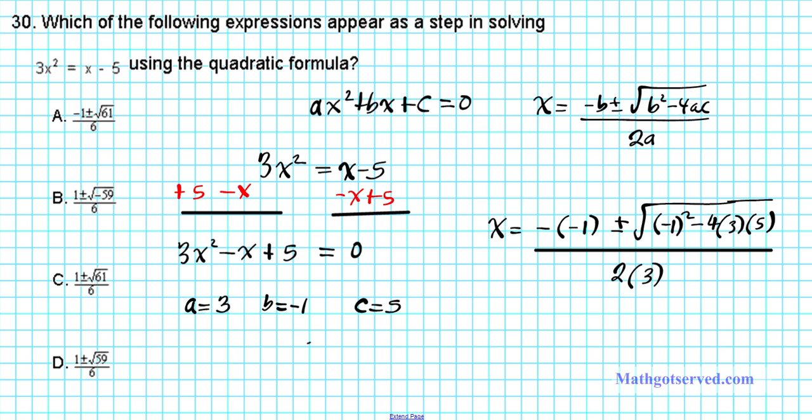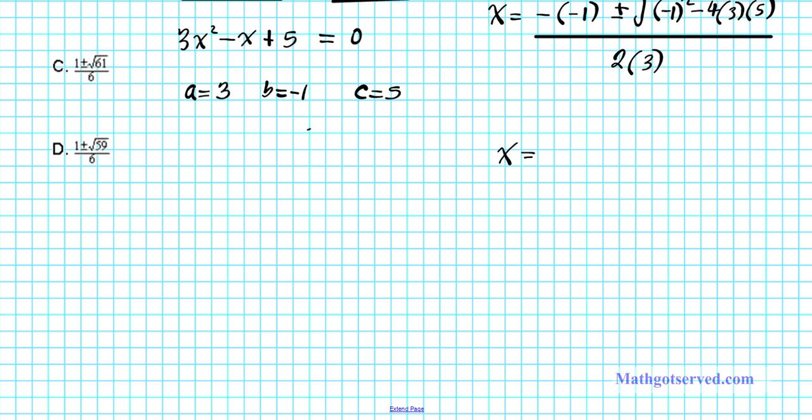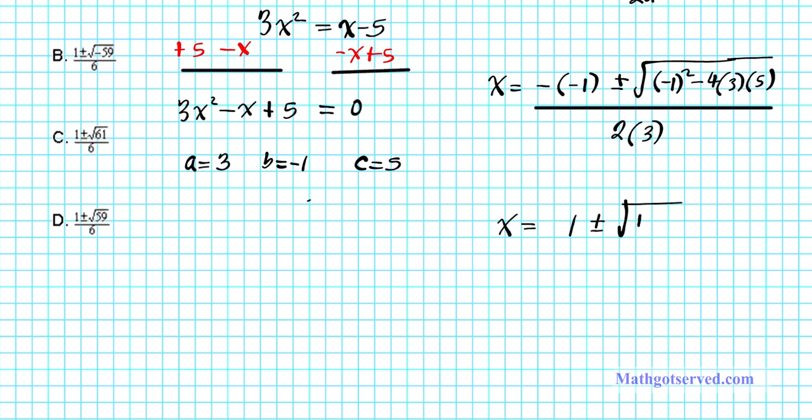Okay, so let's go ahead and finish this up. We have x equals 1 plus or minus the square root. Now using order of operations here, 1 squared is just 1. 4 times 3 is 12 times 5 is 60. 1 minus 60 over 6. And then your final answer is going to be 1 plus or minus the square root of, actually, negative 59 over 6. All right, so the final result is option letter D.